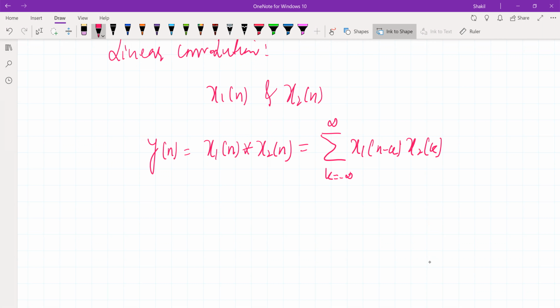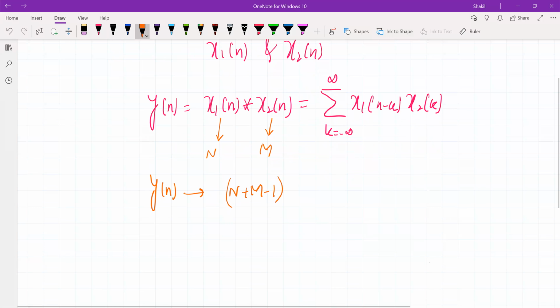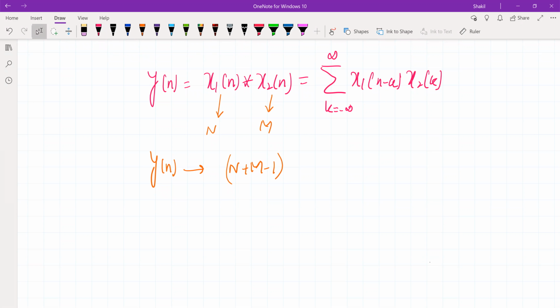But today we will learn how to use circular convolution to evaluate linear convolution. And remember, if the duration of this sequence is n, and if the duration of this sequence is m, then the duration of y of n will be n plus m minus 1. Right? So this is the duration of the output sequence between the two.